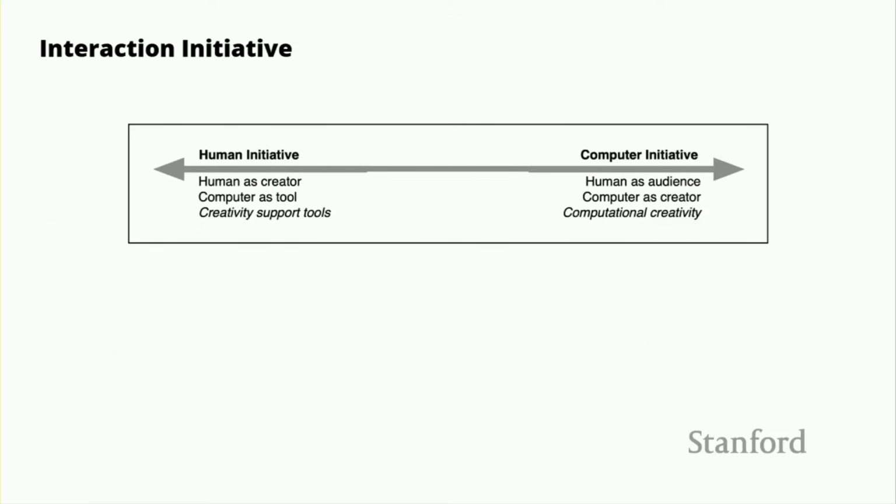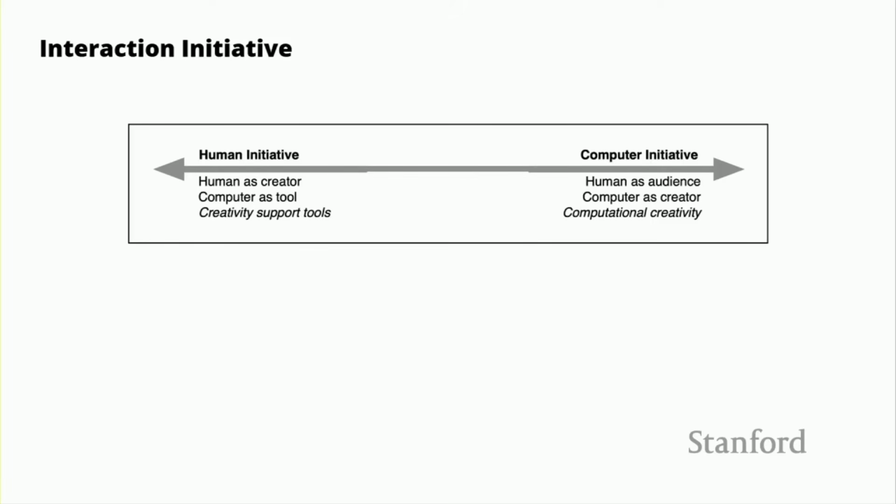In addition to thinking about what we would like in good interaction design, there's also thinking about who starts the interaction, or how it gets started. On one end, the human is the initiator, the creator, using a computer as a tool, and your goal is to make it easy for the human, for instance, to be creative.